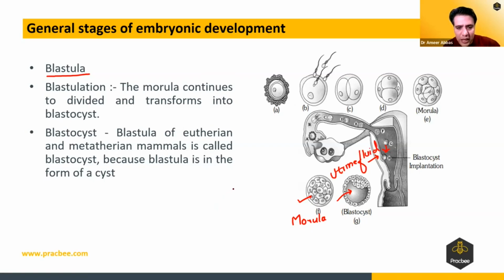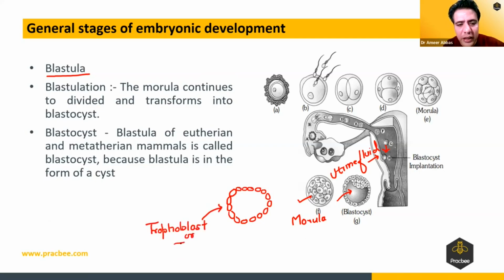Now, how do the cells arrange in the blastula? Look here. Some of the cells make a layer, and that outside layer is known as trophoblast. Okay, and it is also known as trophoectoderm.